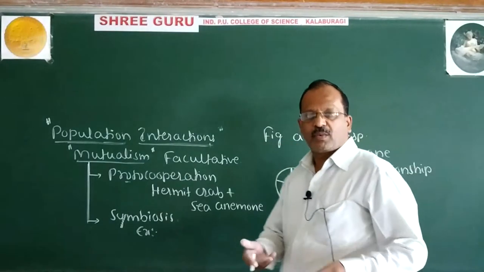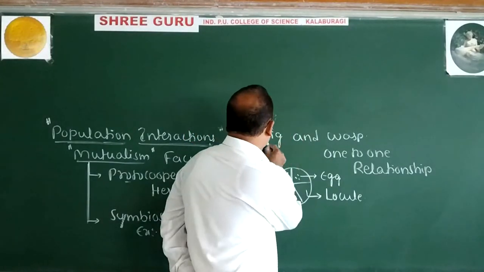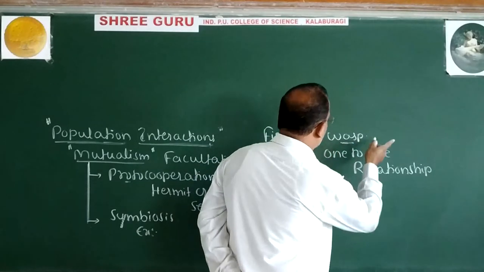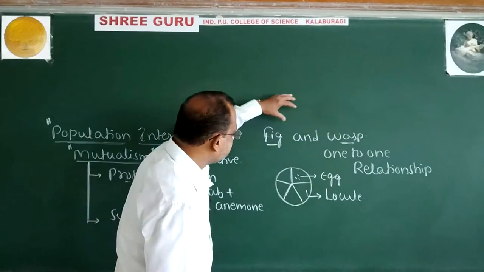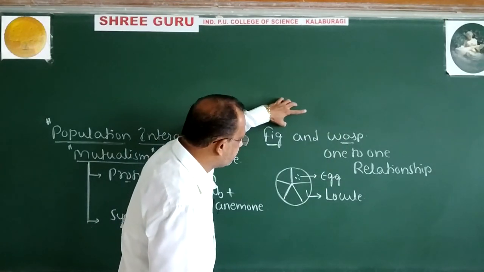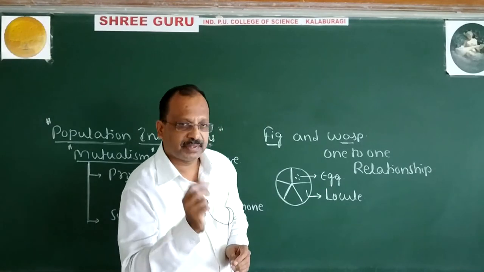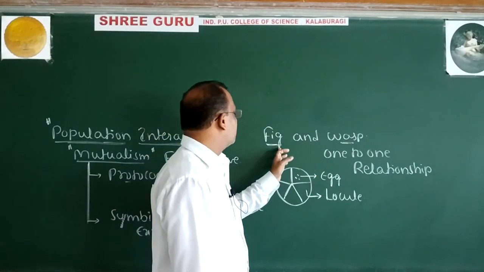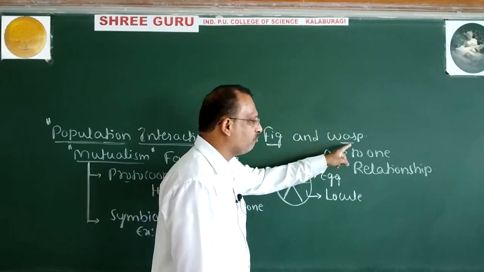Now the question arises, what is this tight one to one relationship? Fig plants are pollinated only by the wasp. That is what we know as tight one-to-one relationship. Fig and wasp show a tight one-to-one relationship. Tight one-to-one relationship means fig is pollinated only by the particular wasp.